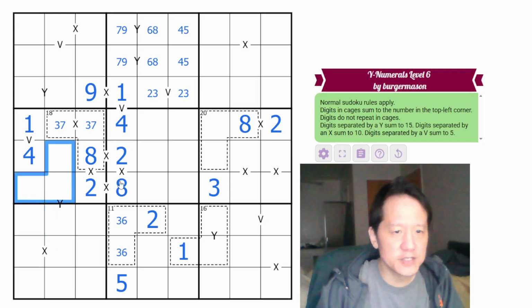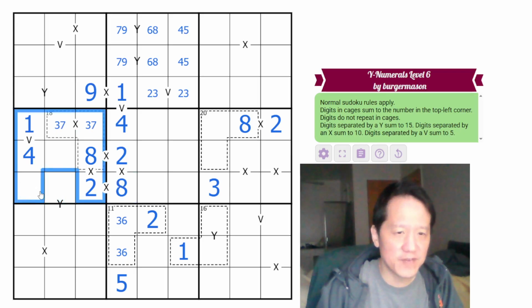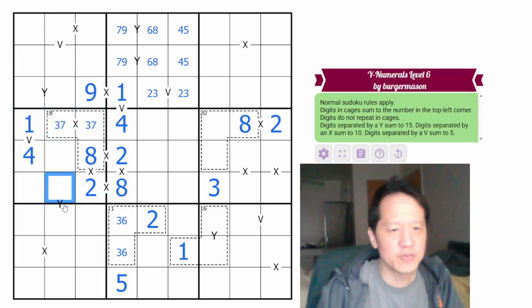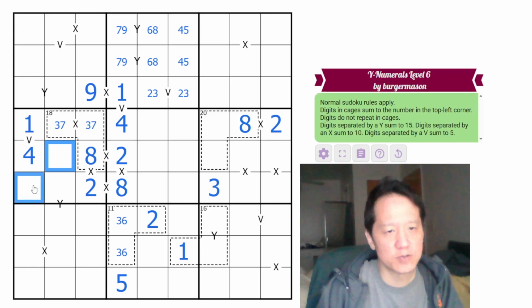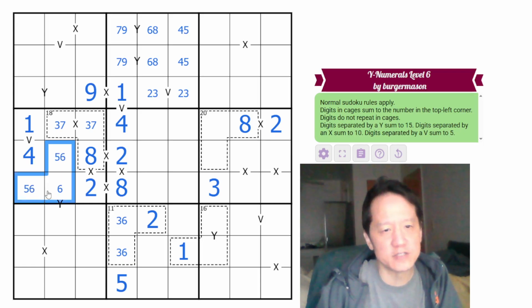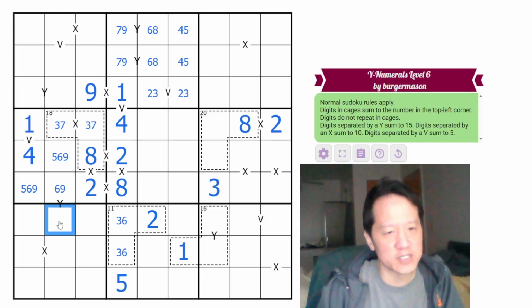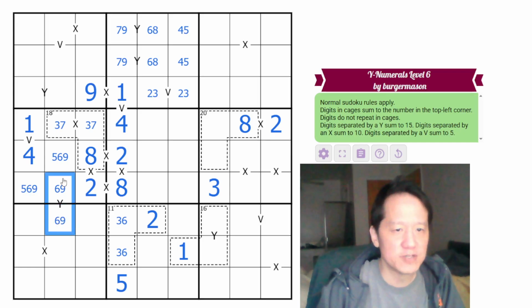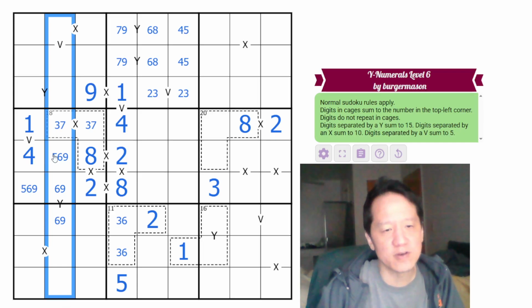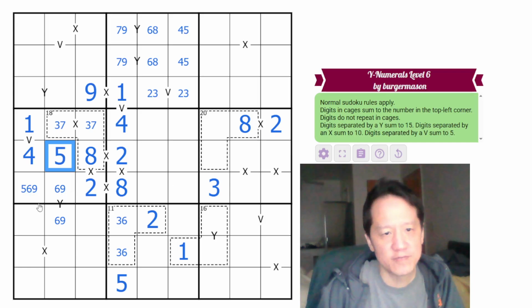The remaining digits in this box have to be 5, 6, or 9. And this cannot be 5 because it's next to a y. So one of these is a 5, and the remaining digits are 6 and 9. Well, the 6 and 9 only adds up with another 6 and 9 to add up to 15. So therefore, this must be 6 or 9. We have a 6, 9, 6, 9 pair in column 2, which eliminates 6 and 9 from the rest of the column. So this must be then a 5, which means this can't be 5.